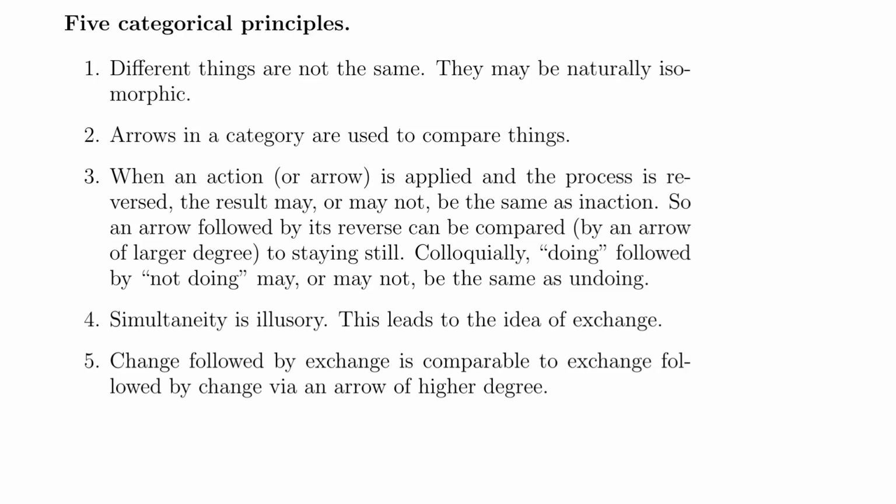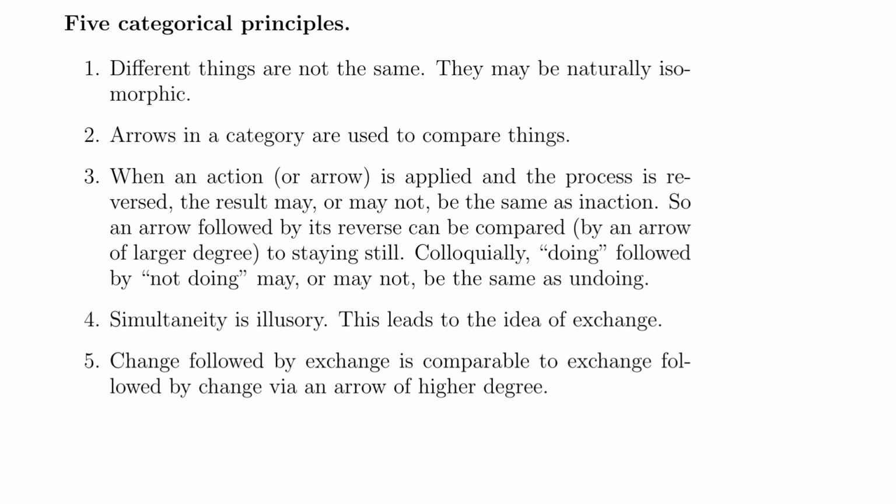There are 5 categorical principles that formulate how we approach the subject. And the principles are that different things are not the same. They may be naturally isomorphic. Arrows in a category are used to compare things. And when an action or arrow is applied and the process is reversed, the result may or may not be the same as the original action. So an arrow followed by its reverse can be compared by an arrow of larger degree to staying still. Colloquially, we say that doing followed by undoing may or may not be the same as not doing.